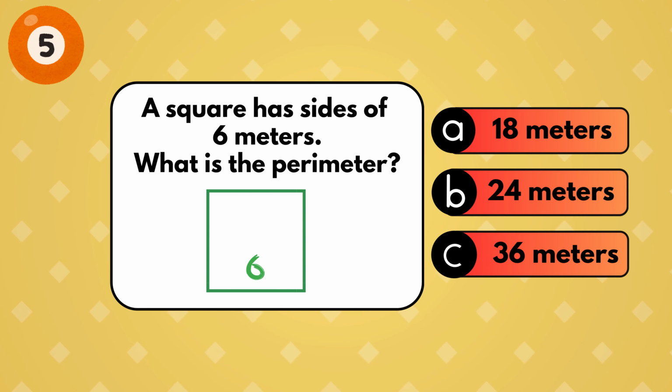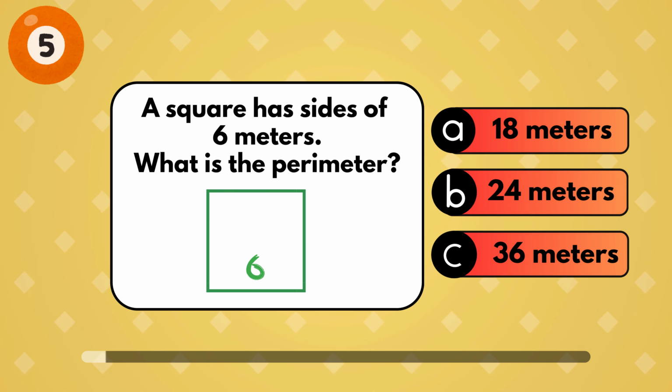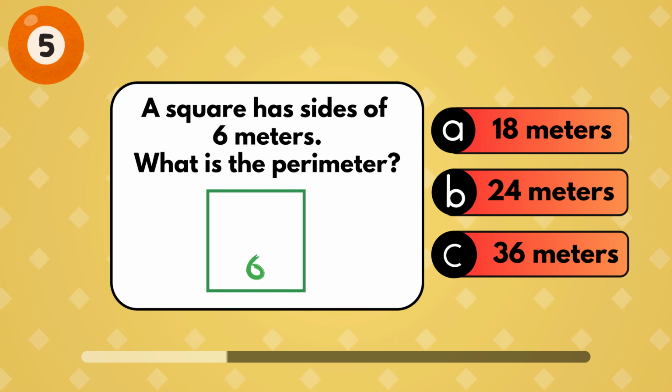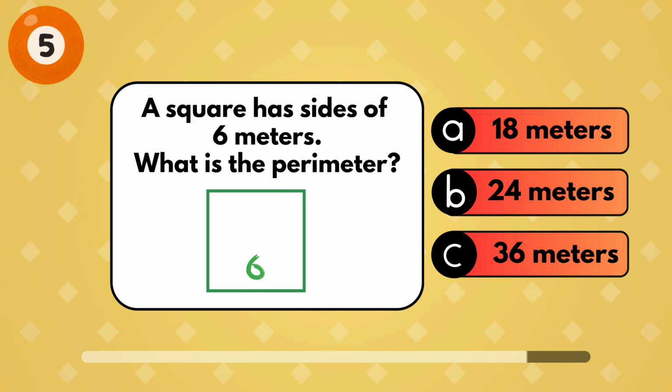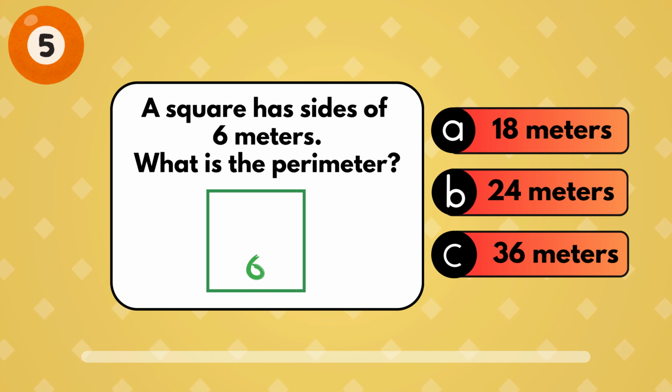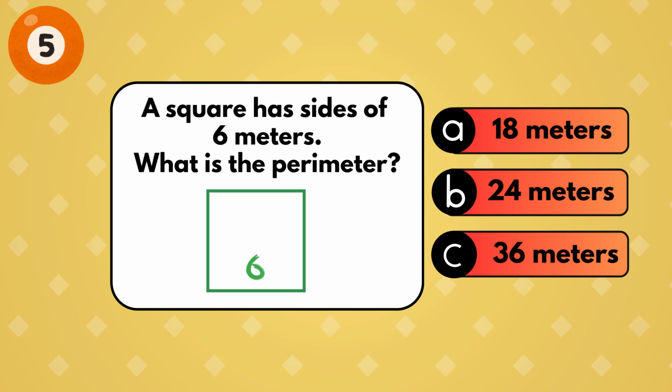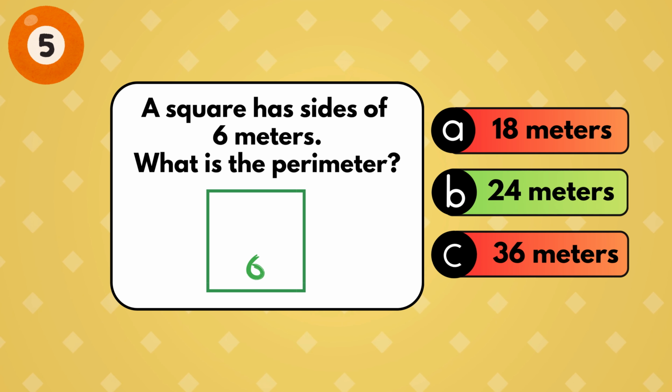Next up, a square has sides of 6 meters. What is the perimeter? Bingo! The answer is B, 24 meters.